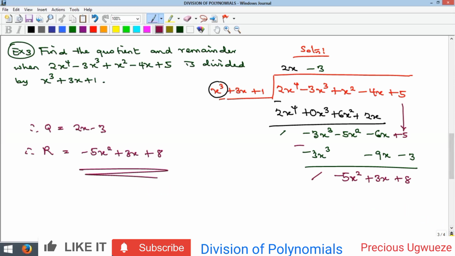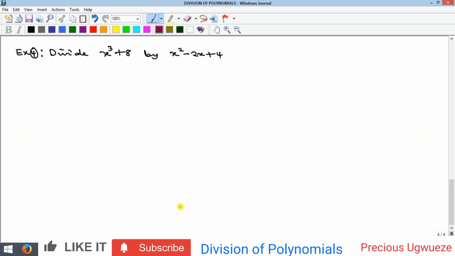Okay, and then finally there is an example 4 here for us. And so what do we do with this example? Also, we are going to draw our line for division, and in this case we are dividing by x squared minus 2x plus 4, and we are going to divide x cubed.